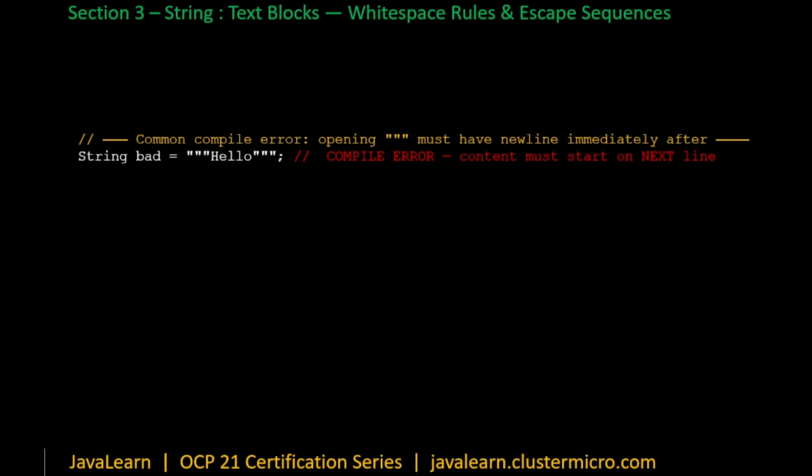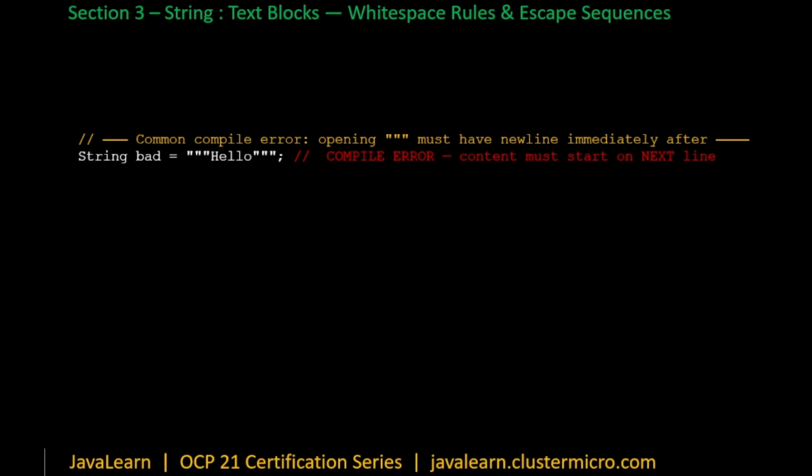Compiler error: illegal text block opening delimiter sequence, missing line terminator. So this is a syntax error. It is caught at compile time. You will never see it as a runtime exception. Okay. So if you make this mistake, the code simply does not compile.